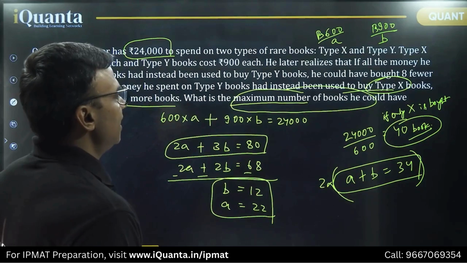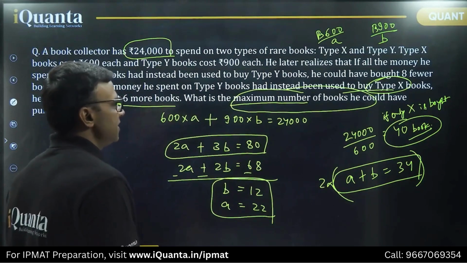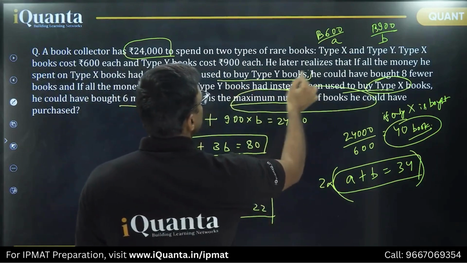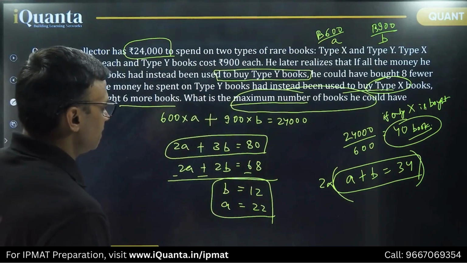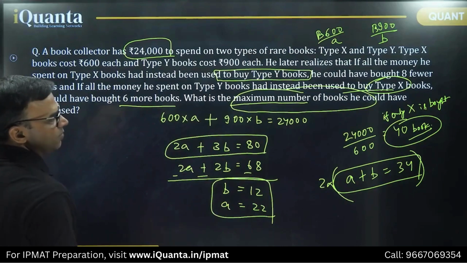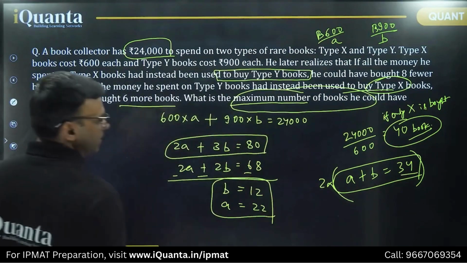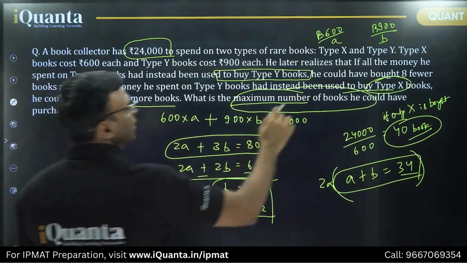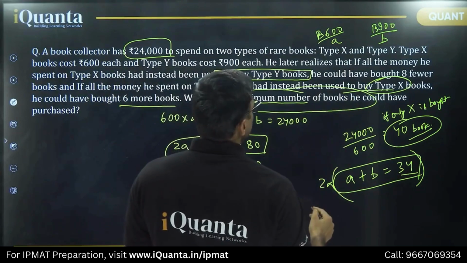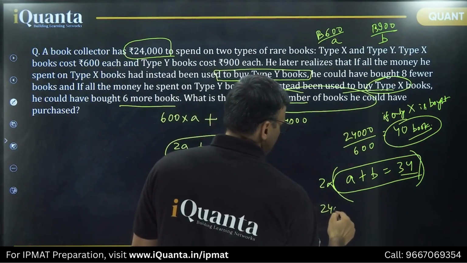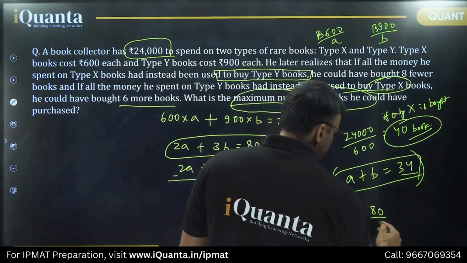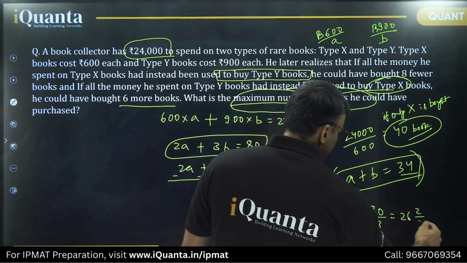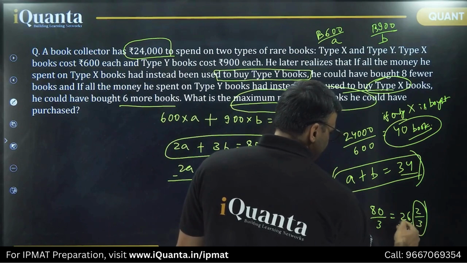Now, does that match? How do we check whether it matches or not? We need to check this condition. If he is buying only type Y books, we may not need this also, because we could have checked from here itself. If he buys only type Y books, he would get the number of books as 24,000 divided by 900. And that gives us 240 by 9, that is 80 by 3. Look at it closely. It is 26 and 2 by 3. Now 2 by 3 is meaningless.